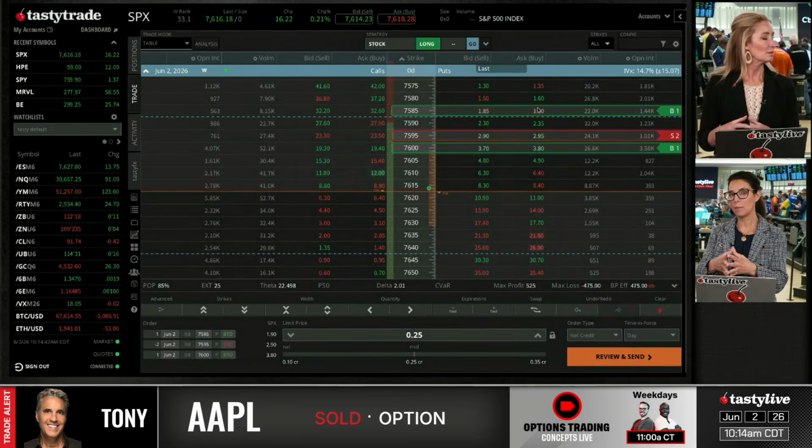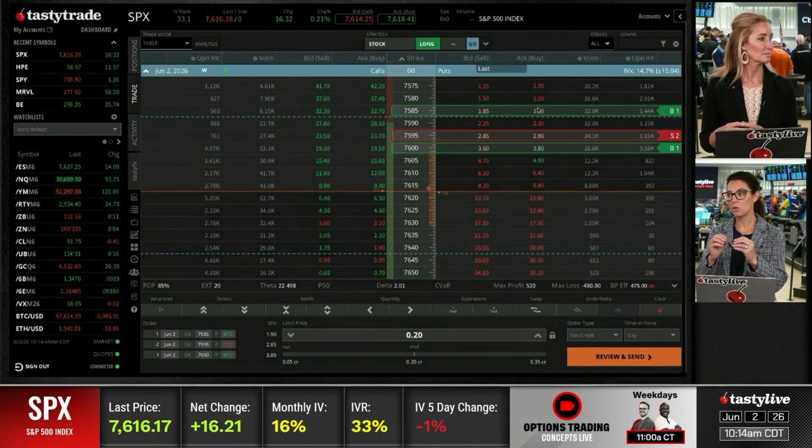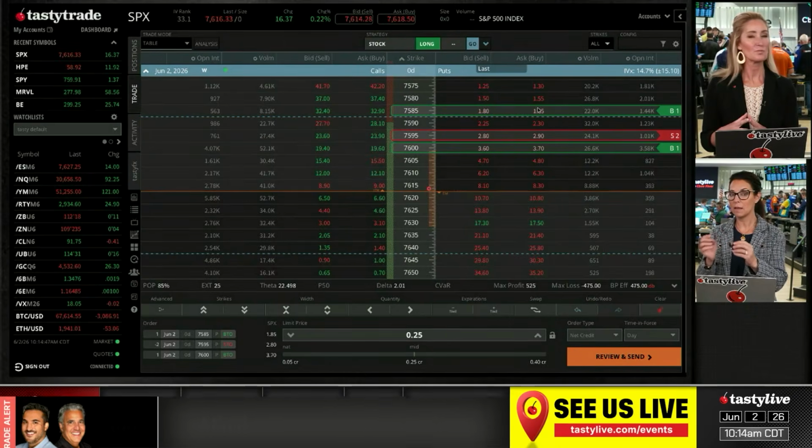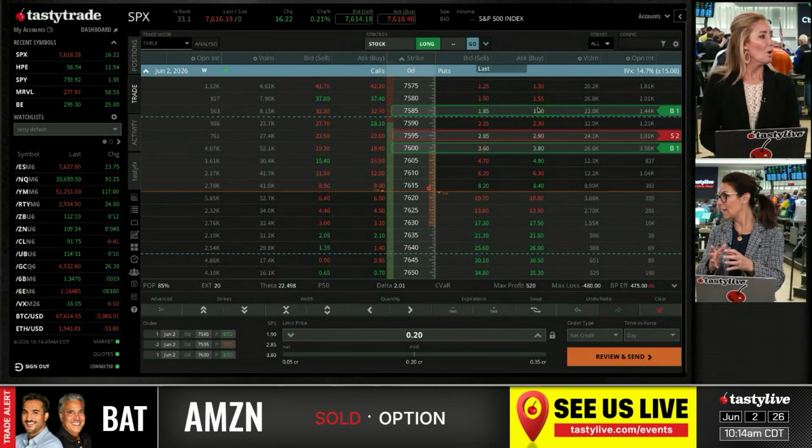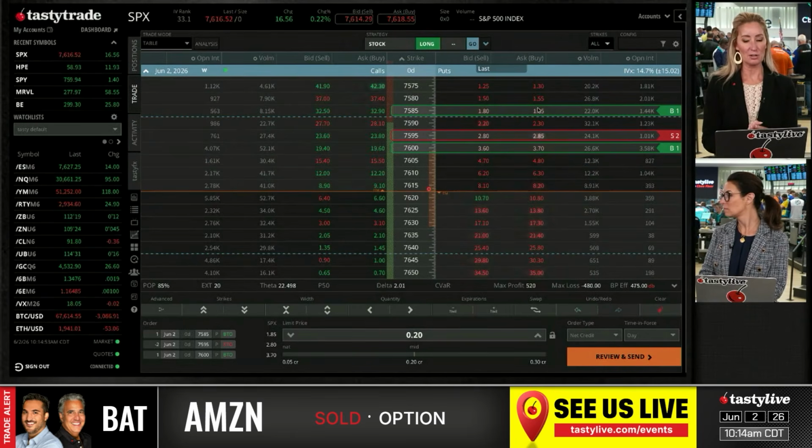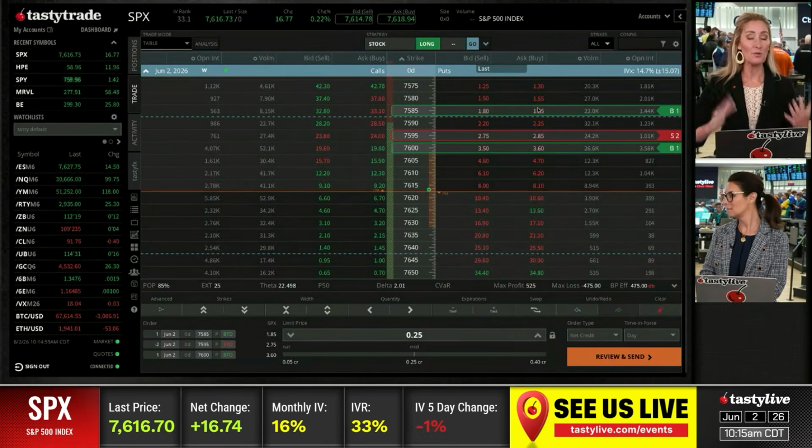I think if you're putting on a broken wing butterfly for very little credit, you're hoping that the SPX might end up in the middle of this butterfly, and there isn't management. Well, when I read the question, I heard what happens if there's an exit strategy to the downside. You actually want it to go down. You don't want it to go too far down.